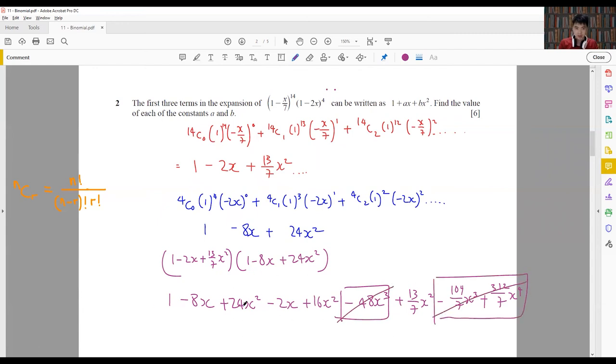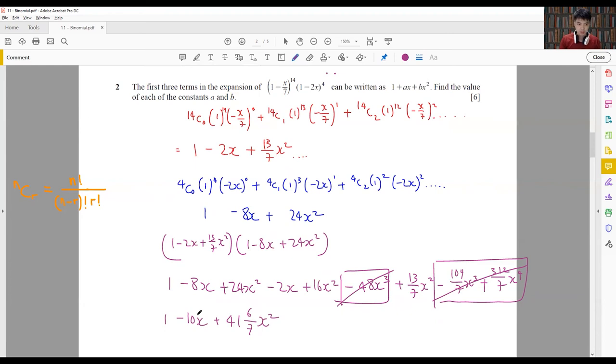From here, we just group up our like terms. 1 minus 8 minus 2x minus 10x, and then 24 plus 16 plus 13 over 7, you would have gotten 41 and 6 over 7x squared. All right, and this is your final answer. 1 minus 10x plus 41 and 6 over 7x squared, where a is negative 10, and B is 41 and 6 over 7. And that will be done.